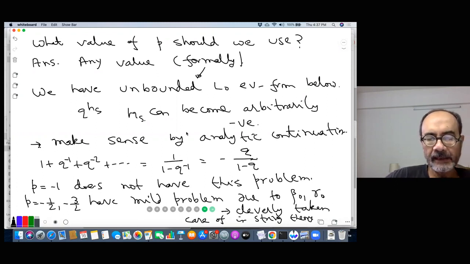So far, we have analyzed CFT correlation functions. But this already gives you a motivation as to why P equal to minus 1 and P equal to minus half are special. From this perspective, minus half and minus 3 half are both special. But at least you can get some idea of why we want to restrict string fields to be within this class. Other questions?